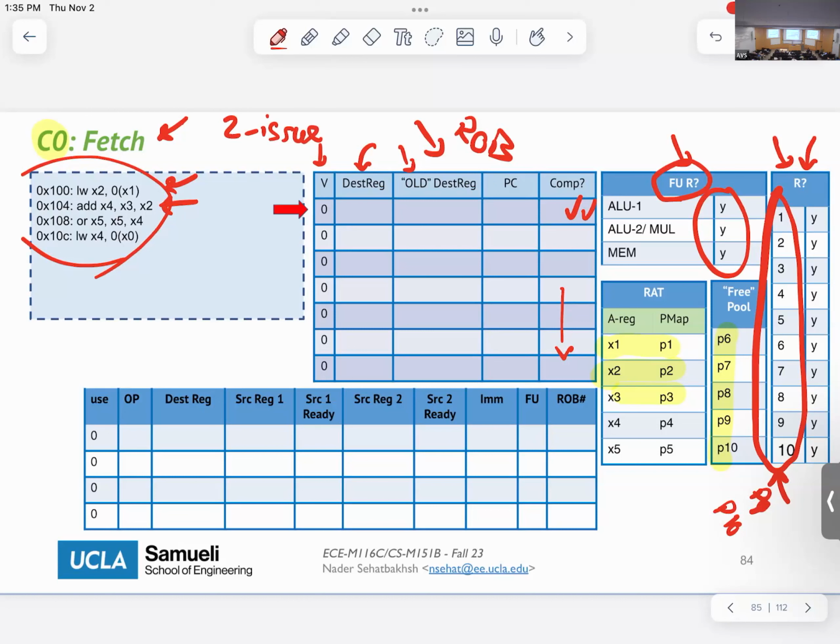So first thing, I use my PC. PC at this point is equal to 100. I use 100. I go to the instruction memory. I bring 2 instructions. I bring 100 to 104, which is this load instruction. I also bring 105 to 108, which is the second instruction, which is add. Okay, so I bring in 2 things at the same time, and I fetch 2 instructions.